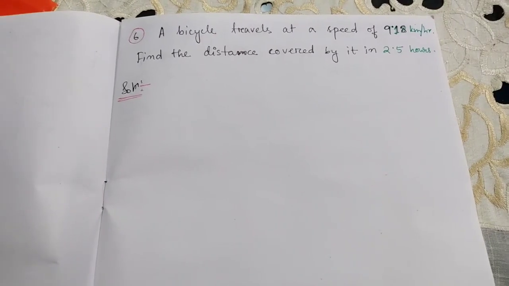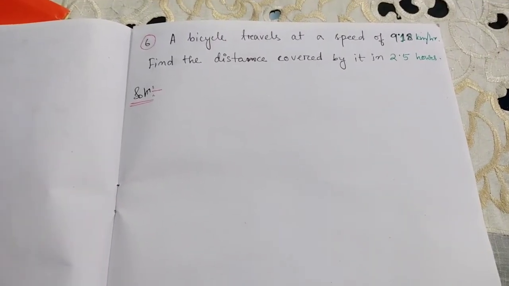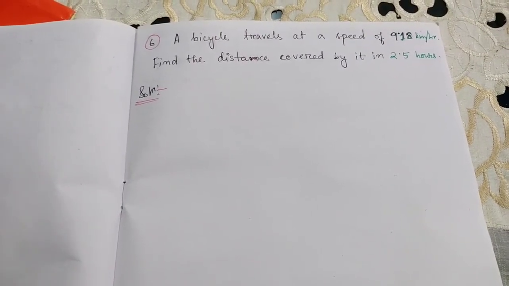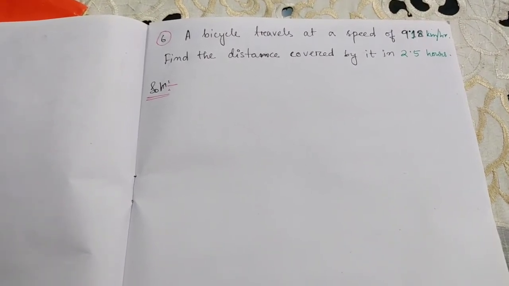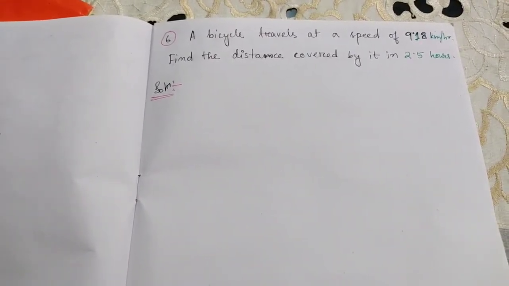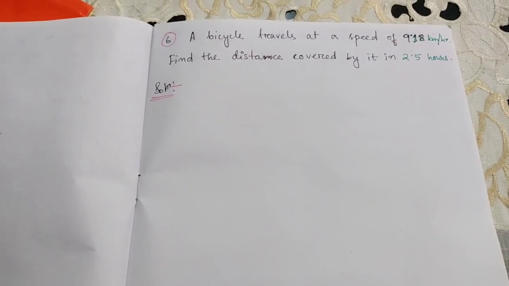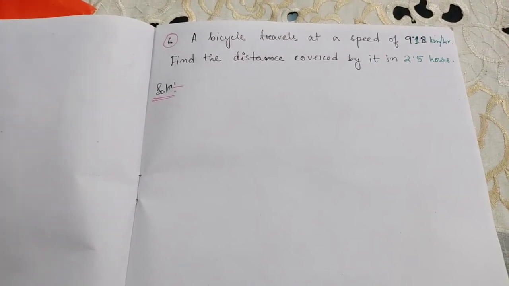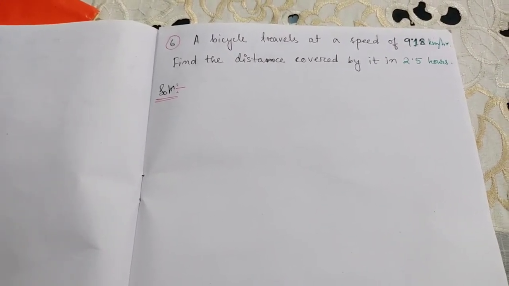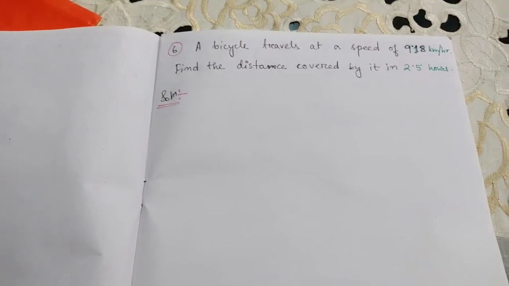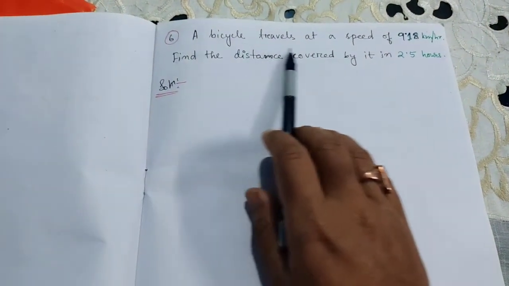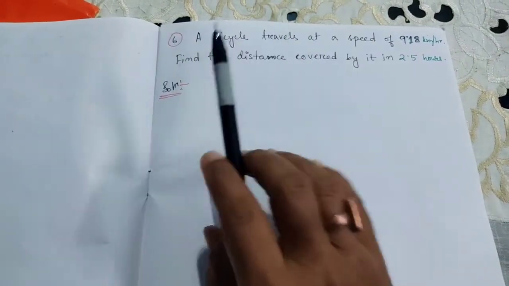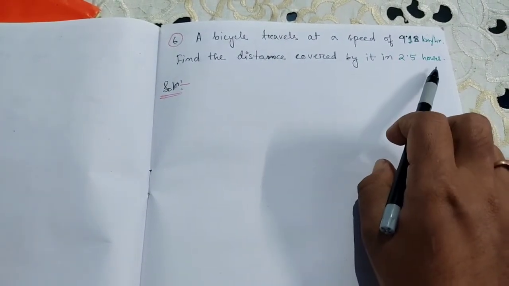A bicycle travels at a speed of 9.18 km per hour. Find the distance covered by it in 2.5 hours. So a bicycle travels at a speed. When we say speed, that means in 1 hour it is traveling 9.18 km. Now you will have to find how much it will cover in 2.5 hours. From the first statement, you know that in 1 hour it covers 9.18 km. So you will have to find how much it covers in 2.5 hours.